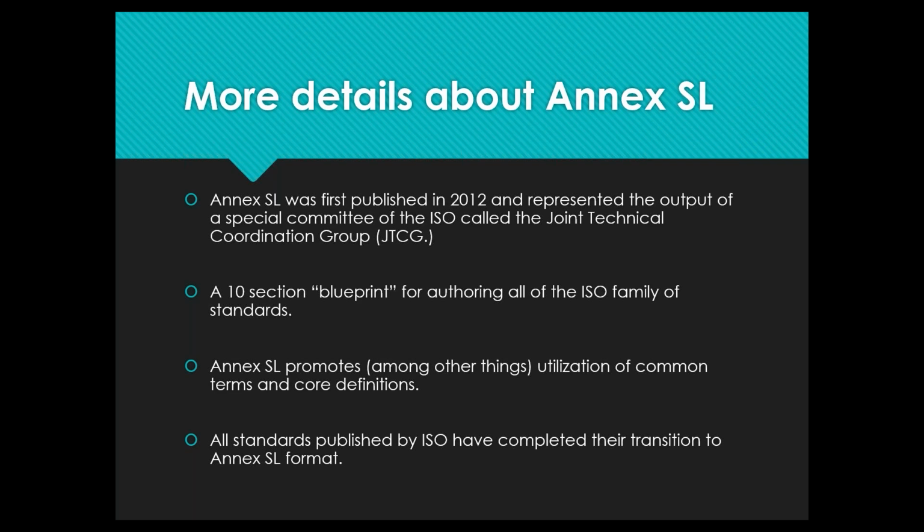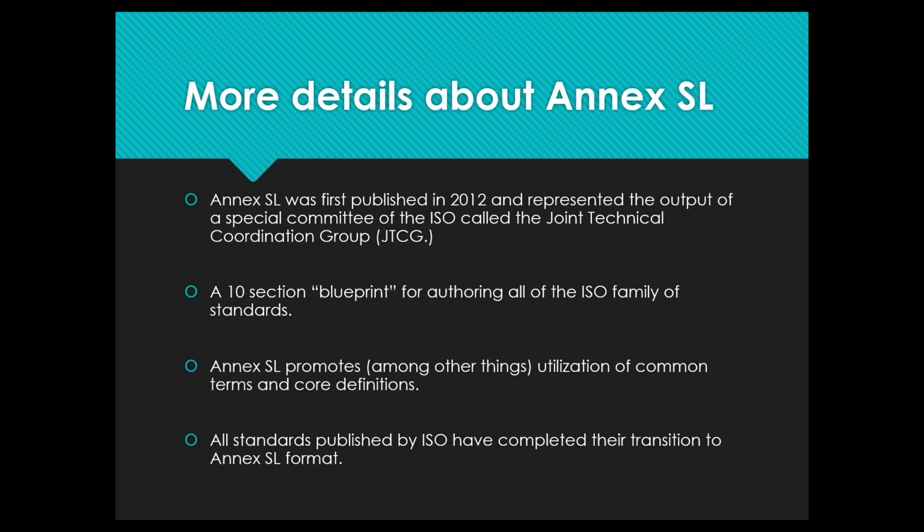Now, what it is intended to do, among other things, is to promote utilization of common terms and core definitions. So, for example, most of the standards, all of the standards actually, use the phrase organization as a call out to the company that's certified. Well, if there's a common definition for that term, then all of the standards have to fall in line with that common definition. So that's one example. Common terms with core definitions. That's one of the big reasons why Annex SL exists in the first place.